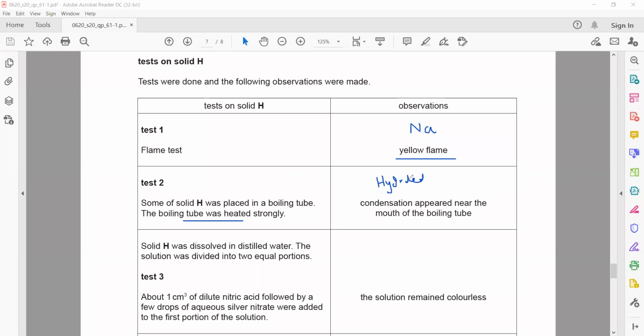Because hydrated salts, or salts which contain water of crystallization, on heating give water droplets. This condensation of water occurs because the solid gives out that water molecule, which condenses on the mouth of the boiling tube or test tube.